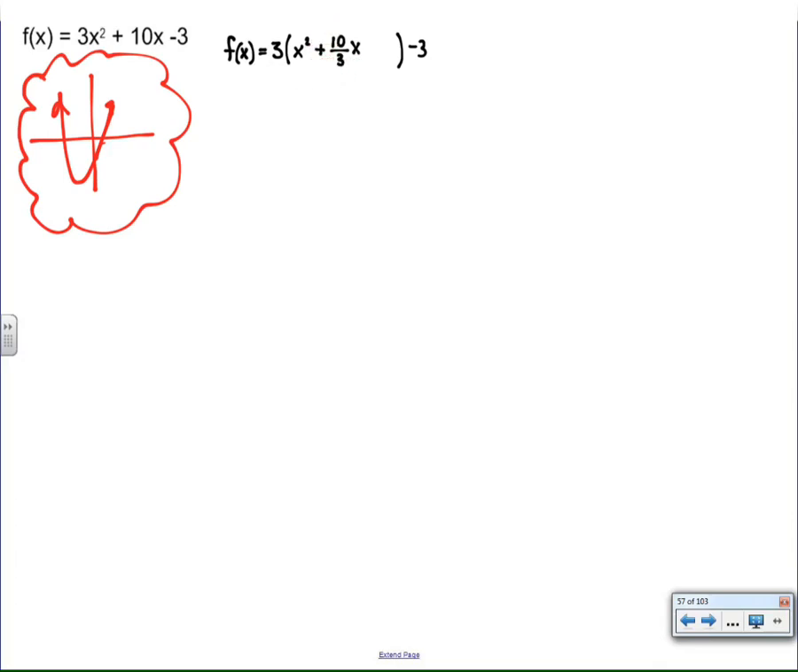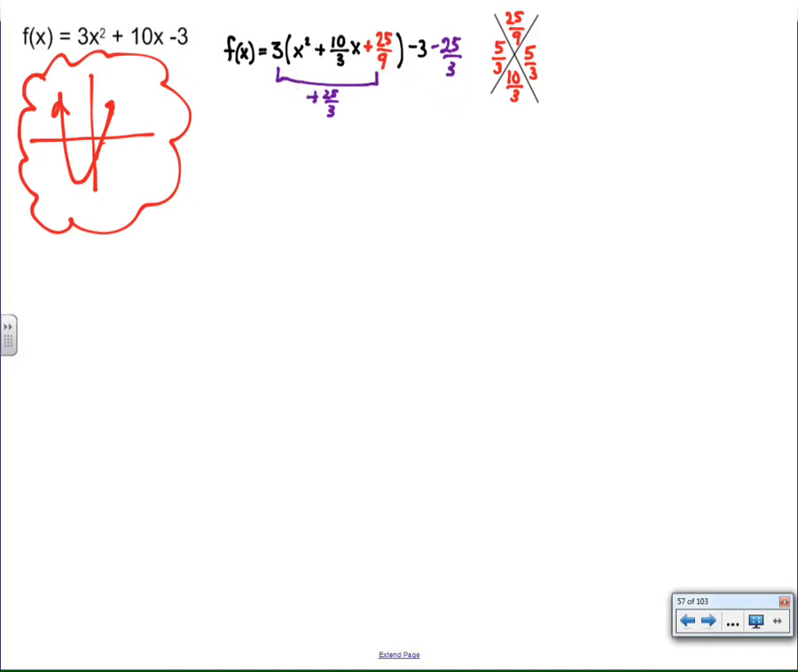10/3 is going to be the number that I use to determine how to make a perfect square. Half of 10/3 is 5/3. Squared gives us 25/9. Now remember, 25/9 has not actually been added to the right side of this function. It's actually 3 times 25/9 for a net effect of 25/3. So it is 25/3 that I reduce by to make the balance in this expression on the right-hand side of the equation.